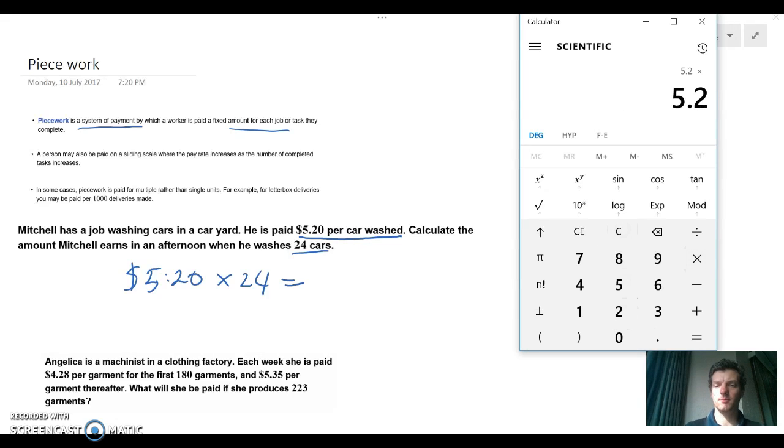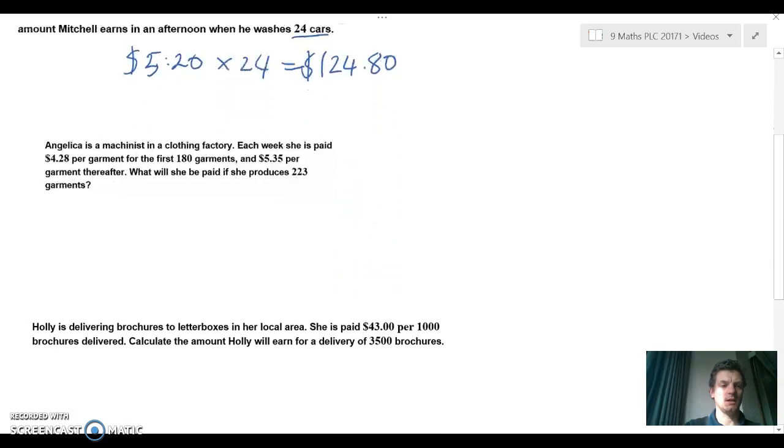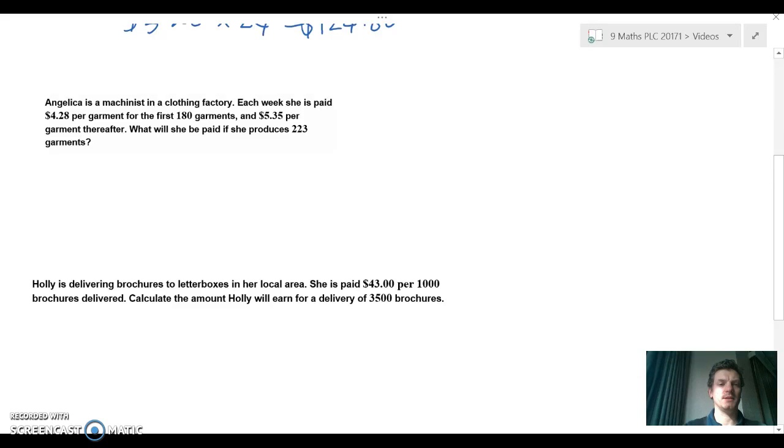520 multiplied by 24. So he's paid $124.80. And normally we will give that answer in sentence form. Just to save time though, we'll skip over that part for now. Let's look at our next example.